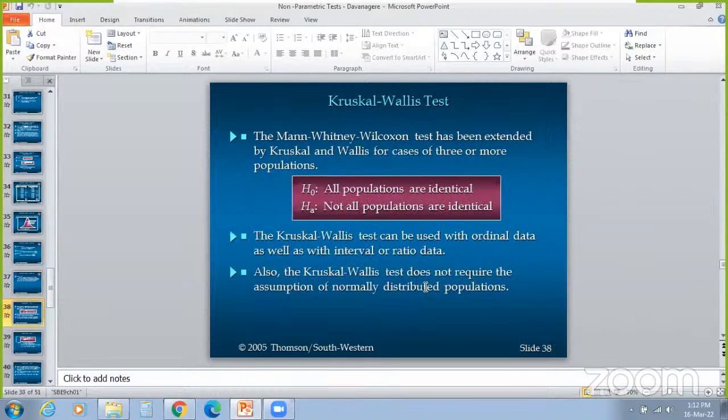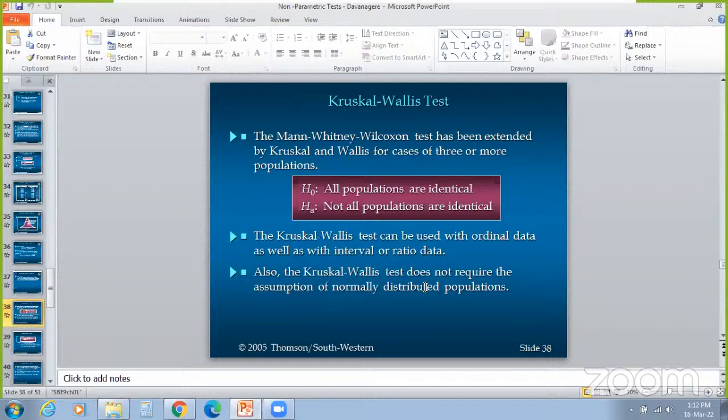Okay, then the fourth one is the Kruskal-Wallis test. So this KW test, or Kruskal-Wallis test, is equivalent to your analysis of variance for continuous data, but this Kruskal-Wallis test is used for ordinal type of data. Or you can also use interval variables for this Kruskal-Wallis test if your normality assumption is violated. But if your variable is ordinal, then you must use this Kruskal-Wallis test.